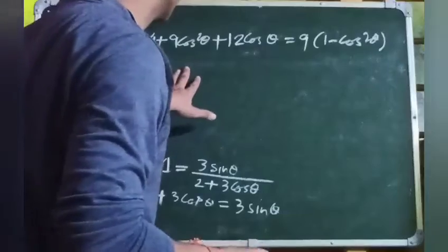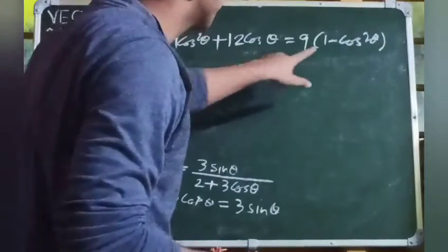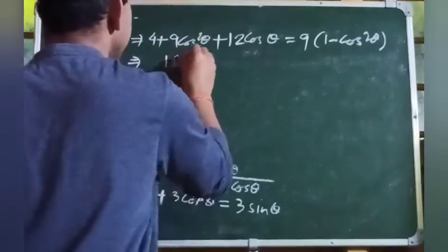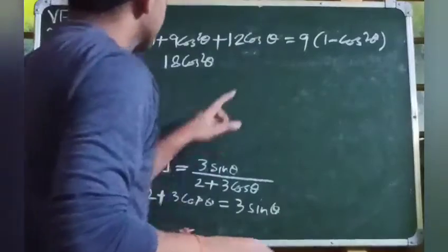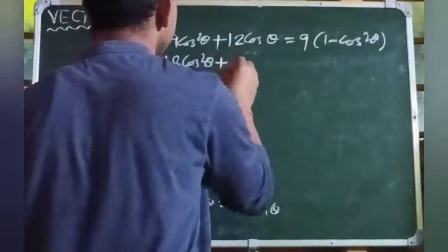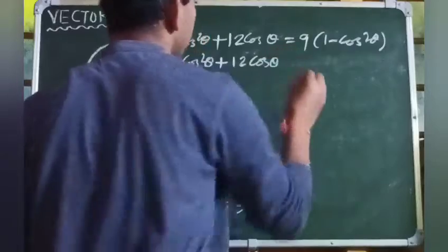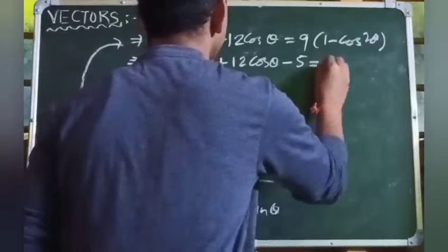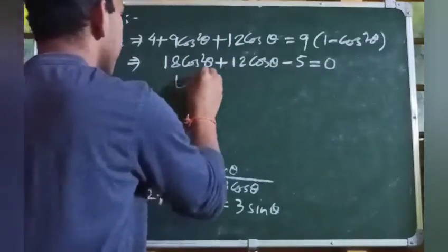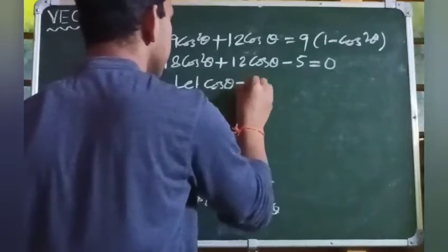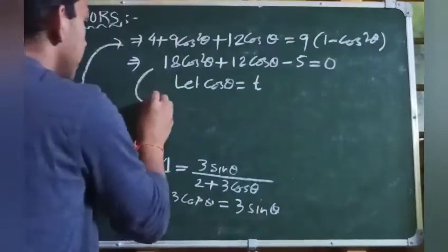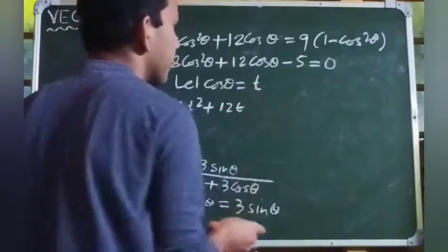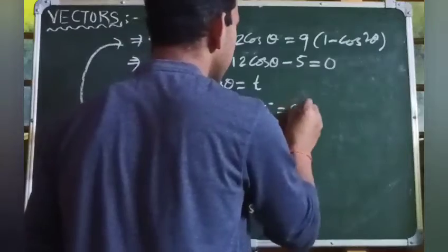Now rearranging, we are getting 9 cos square theta plus 9 cos square theta, which is 18 cos square theta, plus 12 cos theta, and 4 minus 9, which is minus 5, is equal to 0. Now let cos theta is equal to t. Then it becomes 18t square plus 12t minus 5 is equal to 0.